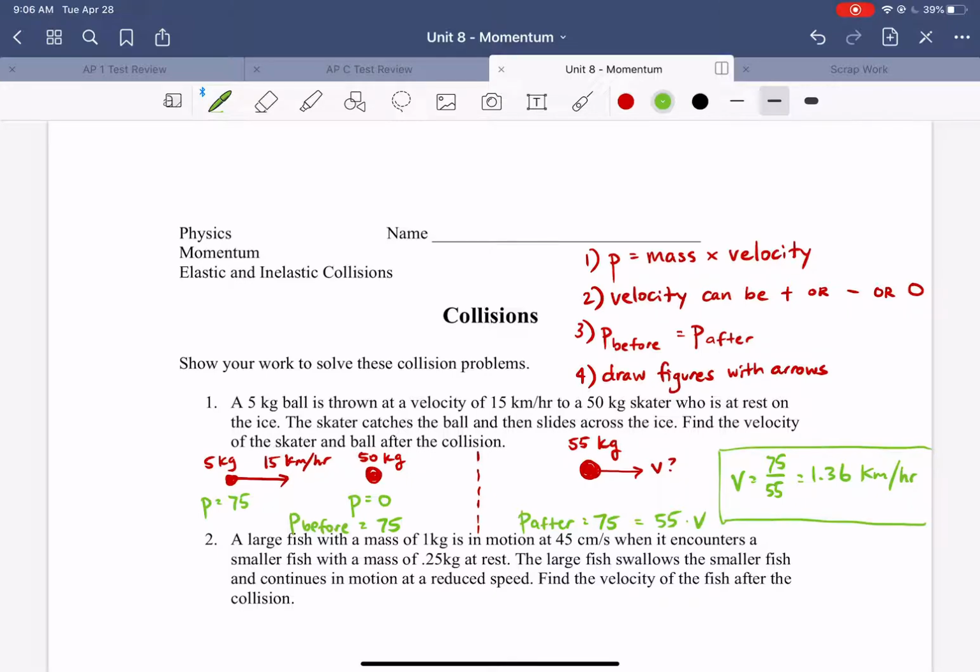Now, if the problem explicitly asked for the answer in meters per second, then we could do a conversion here, but I'm not going to be concerned with that for this worksheet.